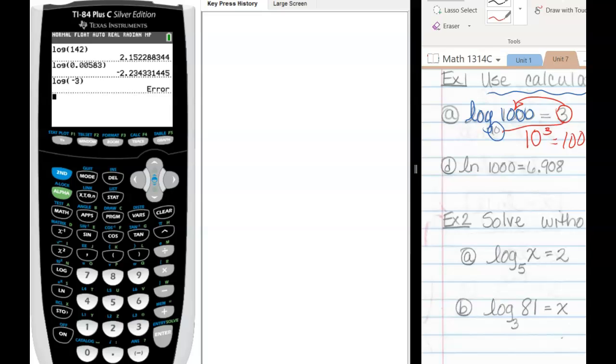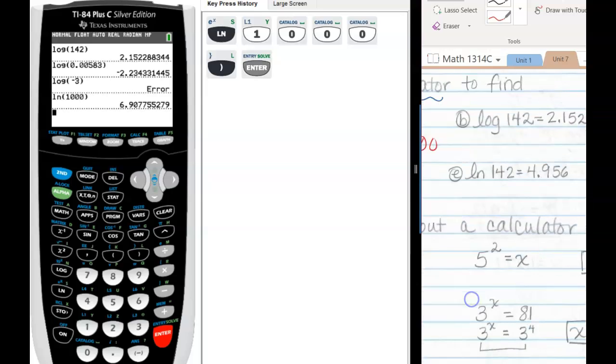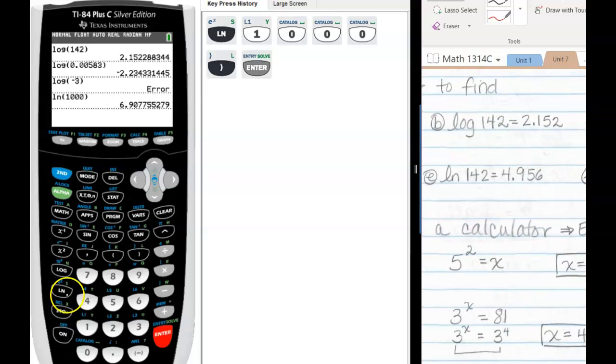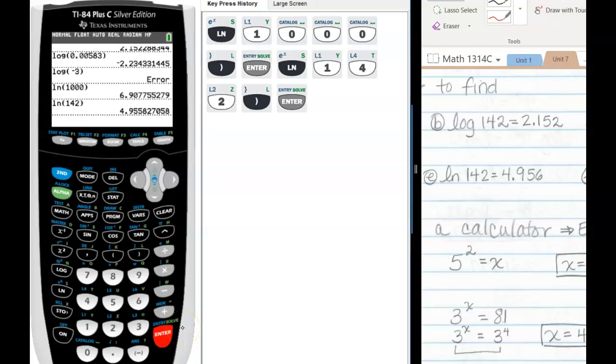Now let's do some of the natural log. So I'm doing part D, where it says take the natural log of 1,000, closing my parentheses and pushing enter, and we can see we have 6.9077. So when I round it, it becomes 6.908. So let's do part E. Part E says let's take the natural log of 142, close my parentheses and push enter, and we see that that's 4.9558. If I round it, it's 4.956.